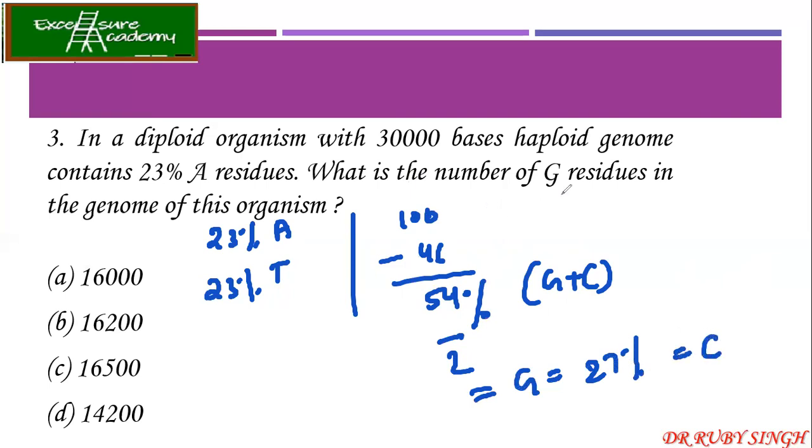Now they are asking what is the number of G residues. So what are you going to do? 27% of 30,000 you are going to calculate. So some number you will get, that's the answer. Now it is clear.